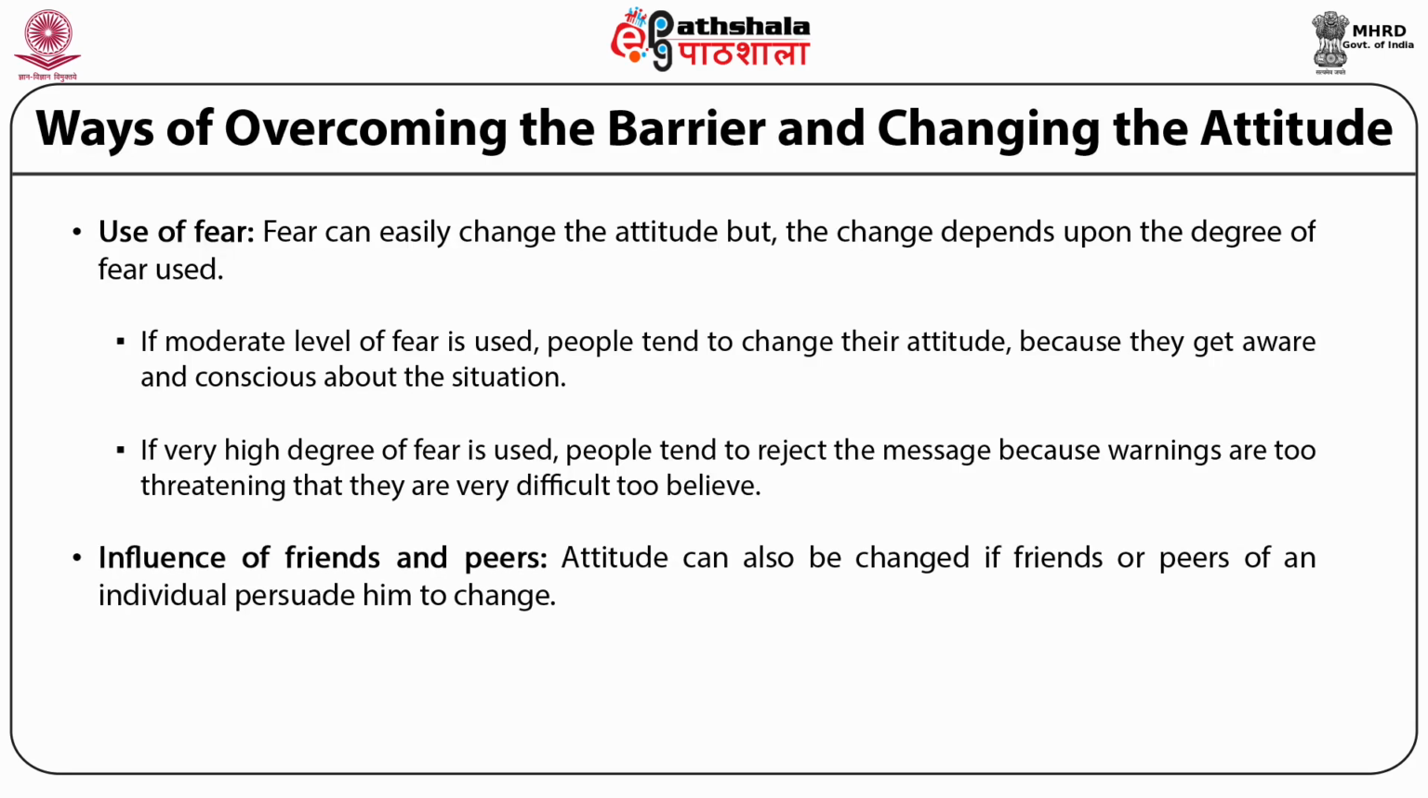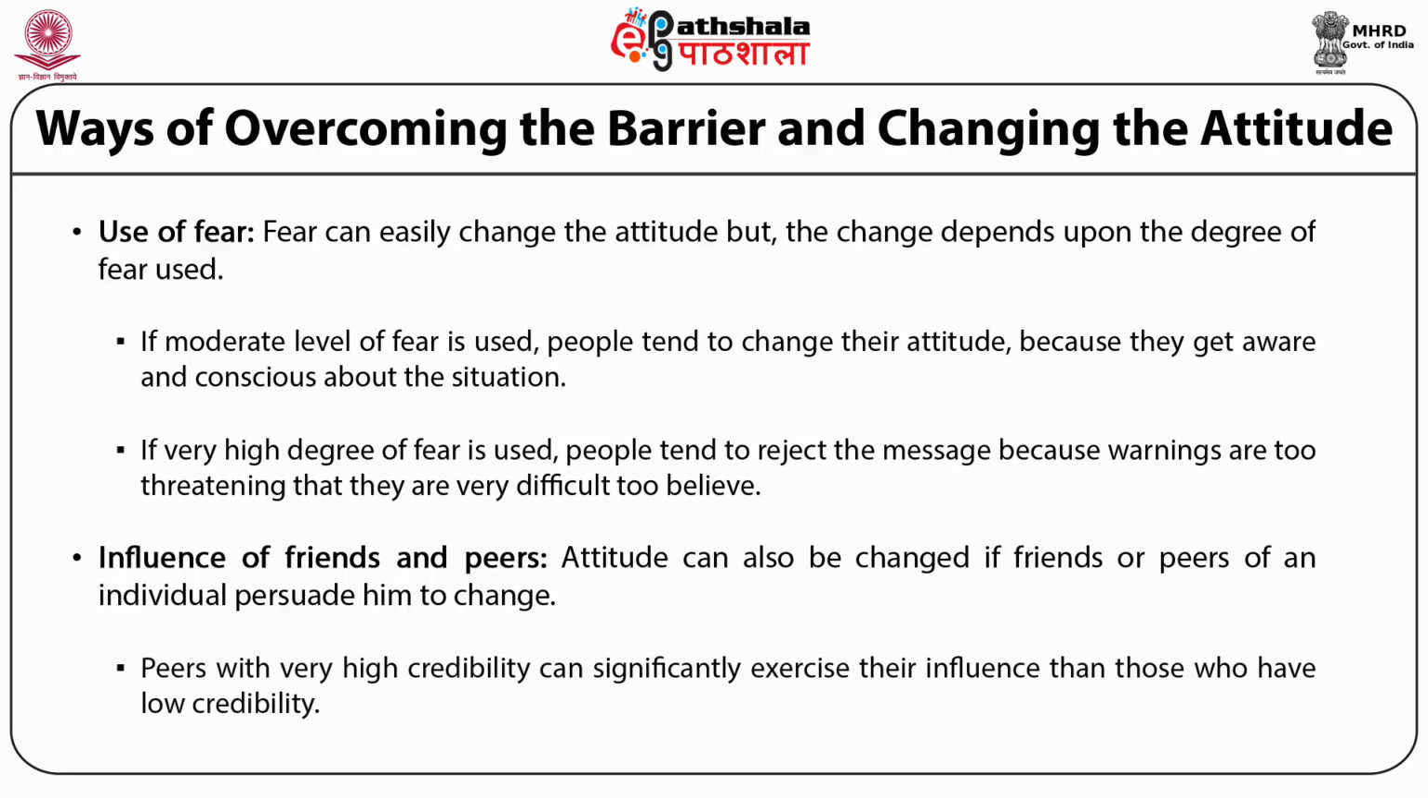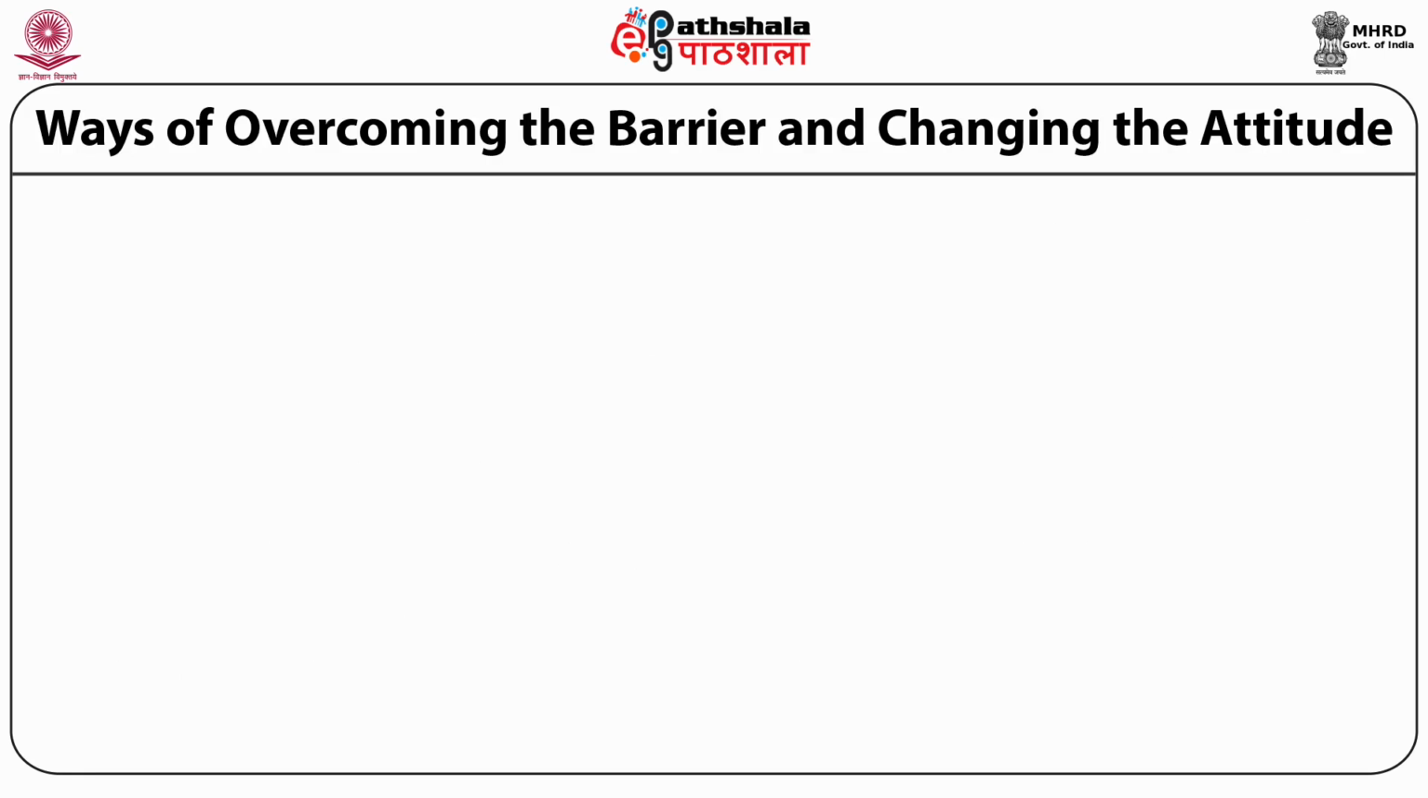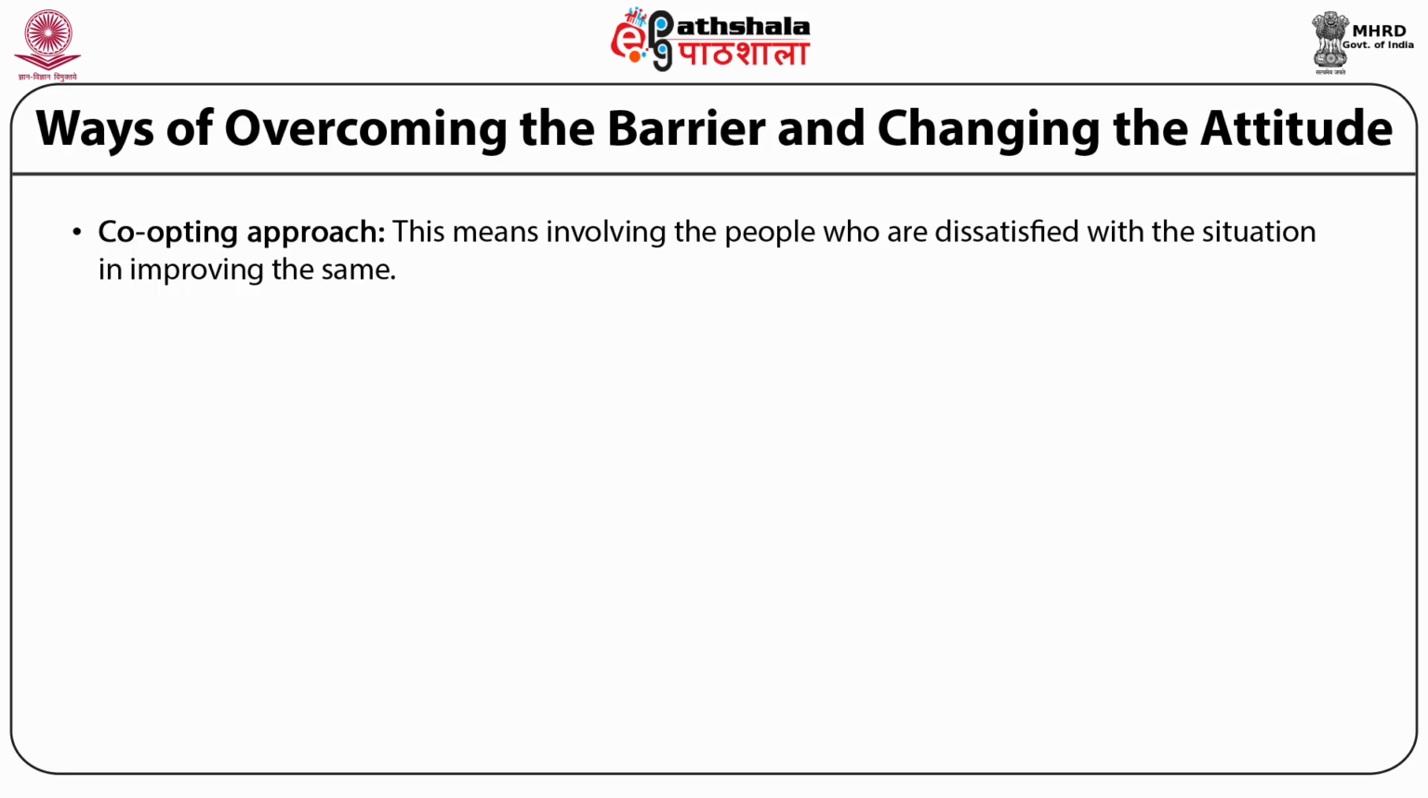Influence of friends and peers. Attitudes can also be changed if friends or peers of an individual persuade him to change. But such change also depends upon the credibility of the person persuading to change. Peers with very high credibility can significantly exercise their influence than those who have low credibility. Another way of changing the attitude is co-opting approach. This means that involving the people who are dissatisfied with the situation can improve the situation.